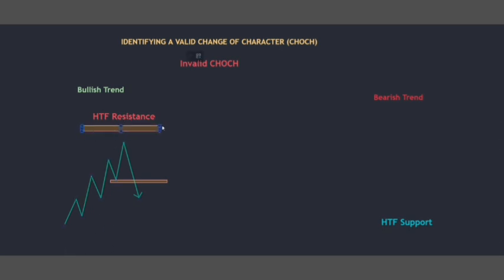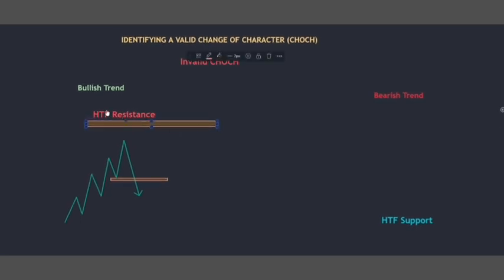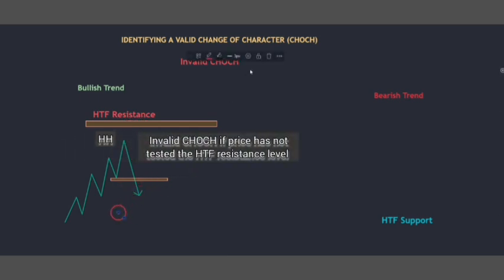If this is a resistance on a higher time frame, let's say a 4-hour time frame, just as an example, and this higher high has not touched the higher time frame resistance area, then this change of character is invalid, because we cannot trade based on something that is hanging.